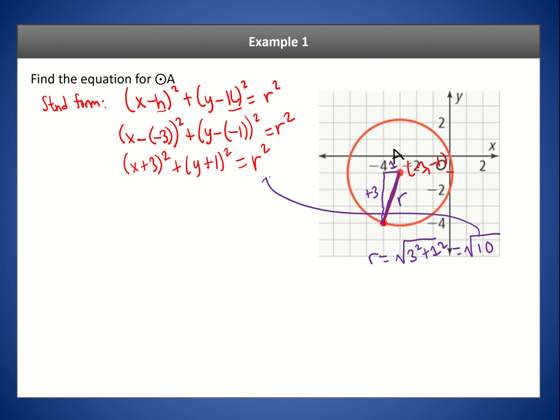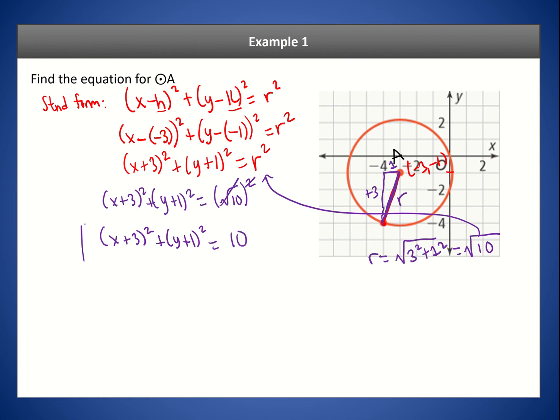So we're going to plug that in for the radius there, giving us (x + 3) squared plus (y + 1) squared equals the square root of 10 squared. And we know that the square and square root cancel, leaving us with 10. So our final answer for the equation of circle A is (x + 3) squared plus (y + 1) squared equals 10.